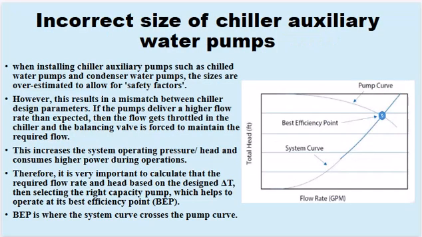Let's highlight the importance of properly sizing chiller auxiliary water pumps, as incorrect sizing can lead to performance issues. If these pumps are oversized, they deliver a higher flow rate than the chiller needs, leading to throttling within the chiller itself. This causes an increase in pressure and energy consumption. The solution lies in careful calculations, selecting pumps that operate at their best efficiency point. Imagine designing a pump that fits perfectly into a chiller system without overburdening it. This reduces energy waste and prolongs equipment life.